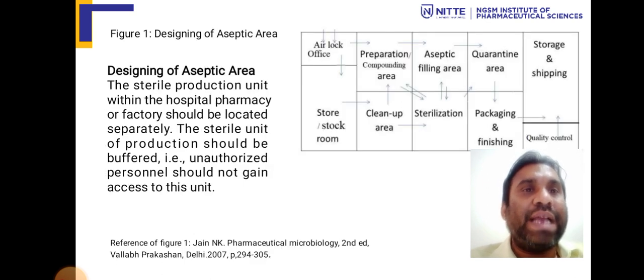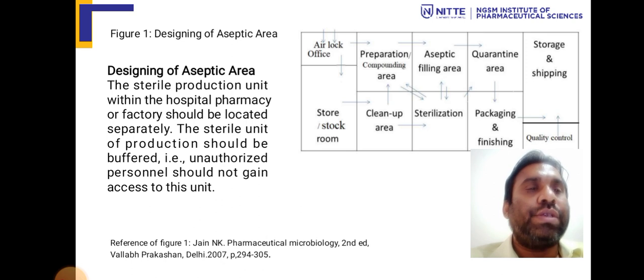Now, how to design an aseptic area? What exactly is the design of an aseptic area? As you can see in the figure, which is taken from the reference given below, the NK Jain textbook, designing of aseptic area: first, there should be an airlock system from the door. The door should be built with negative pressure.